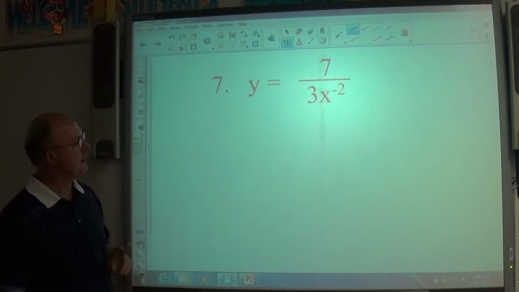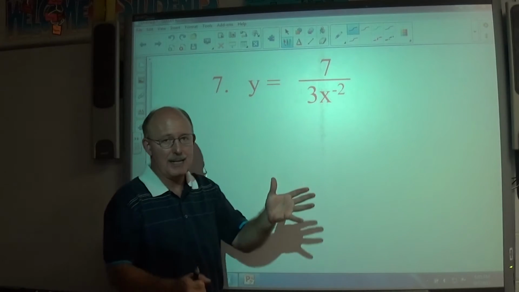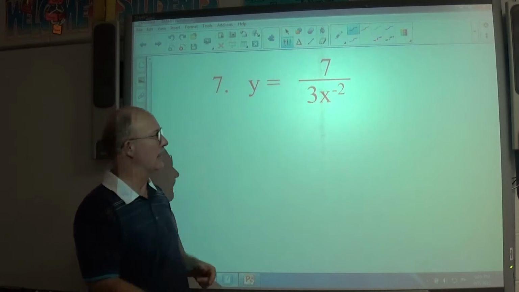Let's try another one. Now let's try 7 over 3x to the negative 2. Remember, anytime you have a factor with a negative exponent in a fraction, you can move it to the other part of the fraction.